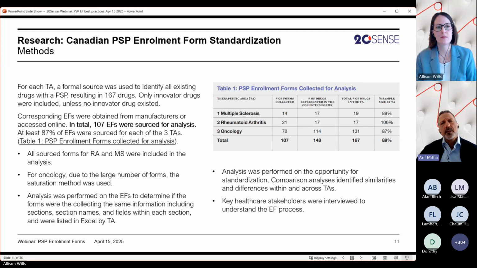Some of the criteria as well, I'll mention, this is only innovator drugs, so not biosimilar drugs. So we didn't look at those forms. And the one exception was in oncology if there was no innovator drug. So the innovator drug had been discontinued and there was only a generic drug, then we used that form. The forms were obtained directly from manufacturers in most cases or accessed online.